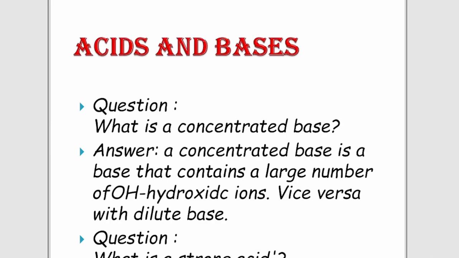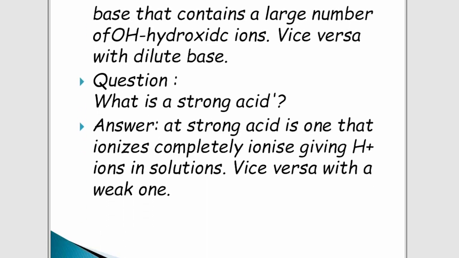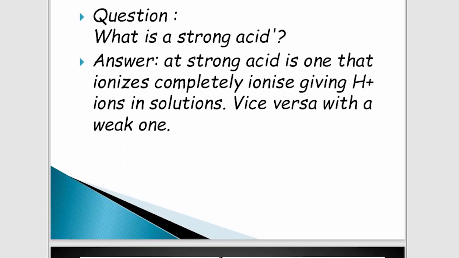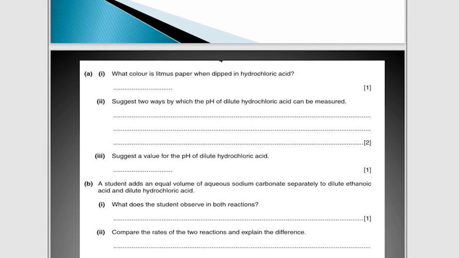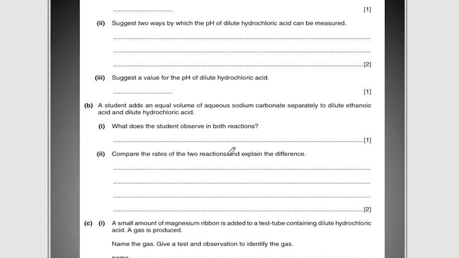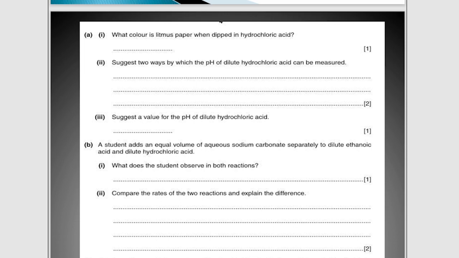What is a concentrated base? One with a larger number of hydroxide ions, and vice versa with weak acids. What is a strong acid? One that ionizes completely to produce hydrogen ions in solutions. The question given in the exam was, what color is litmus paper when dipped in hydrochloric acid? Red. Okay, it gives red color.